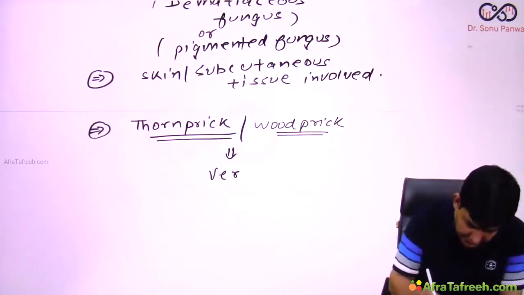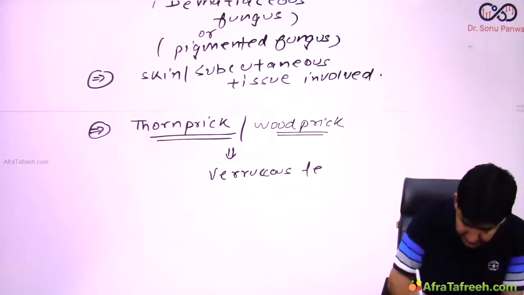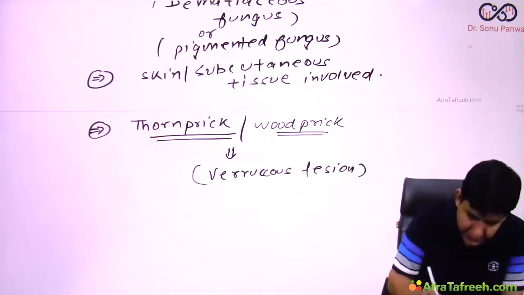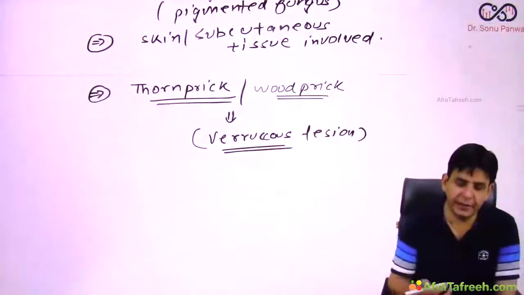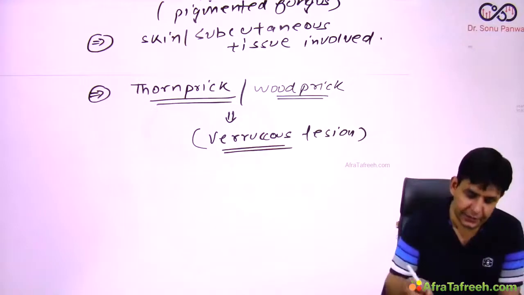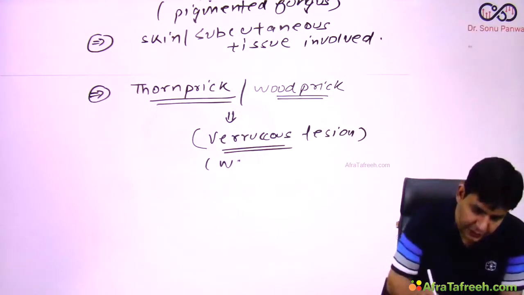Suppose somebody has got a thorn prick or wood prick, and after that developed a lesion. And that lesion is termed as what? Verrucous lesion. Because of the thorn prick and wood prick, they develop a verrucous lesion, and this verrucous lesion is also termed as warty lesion.